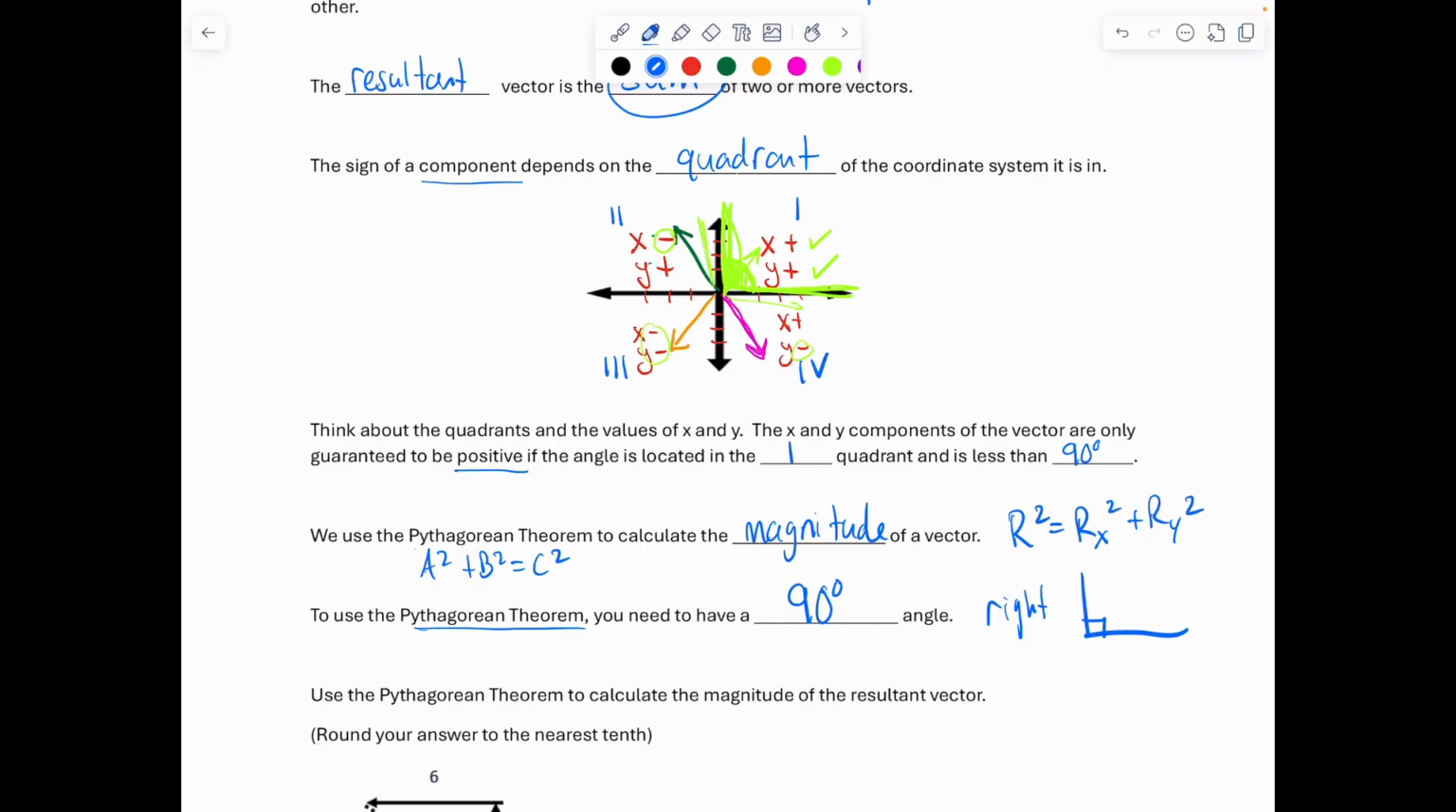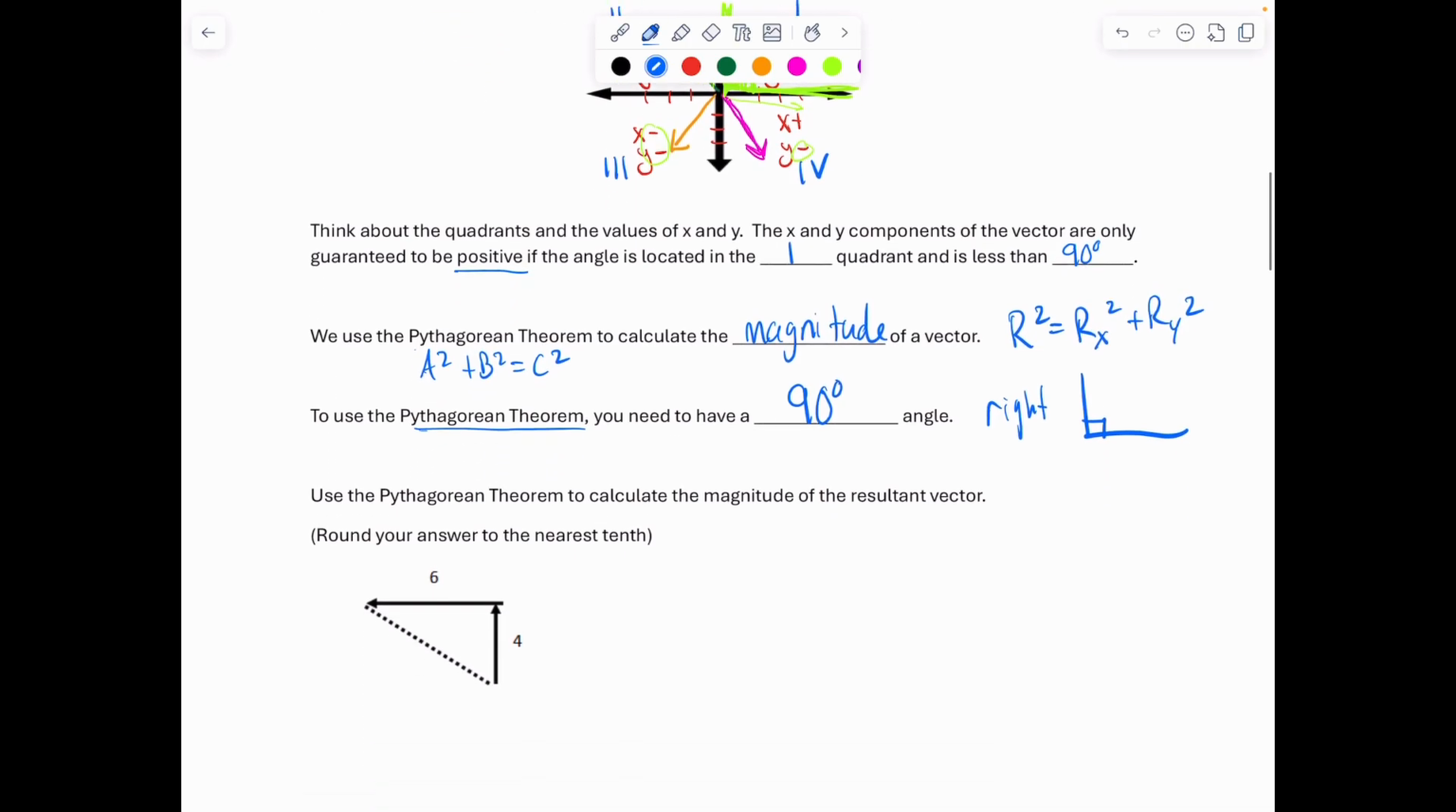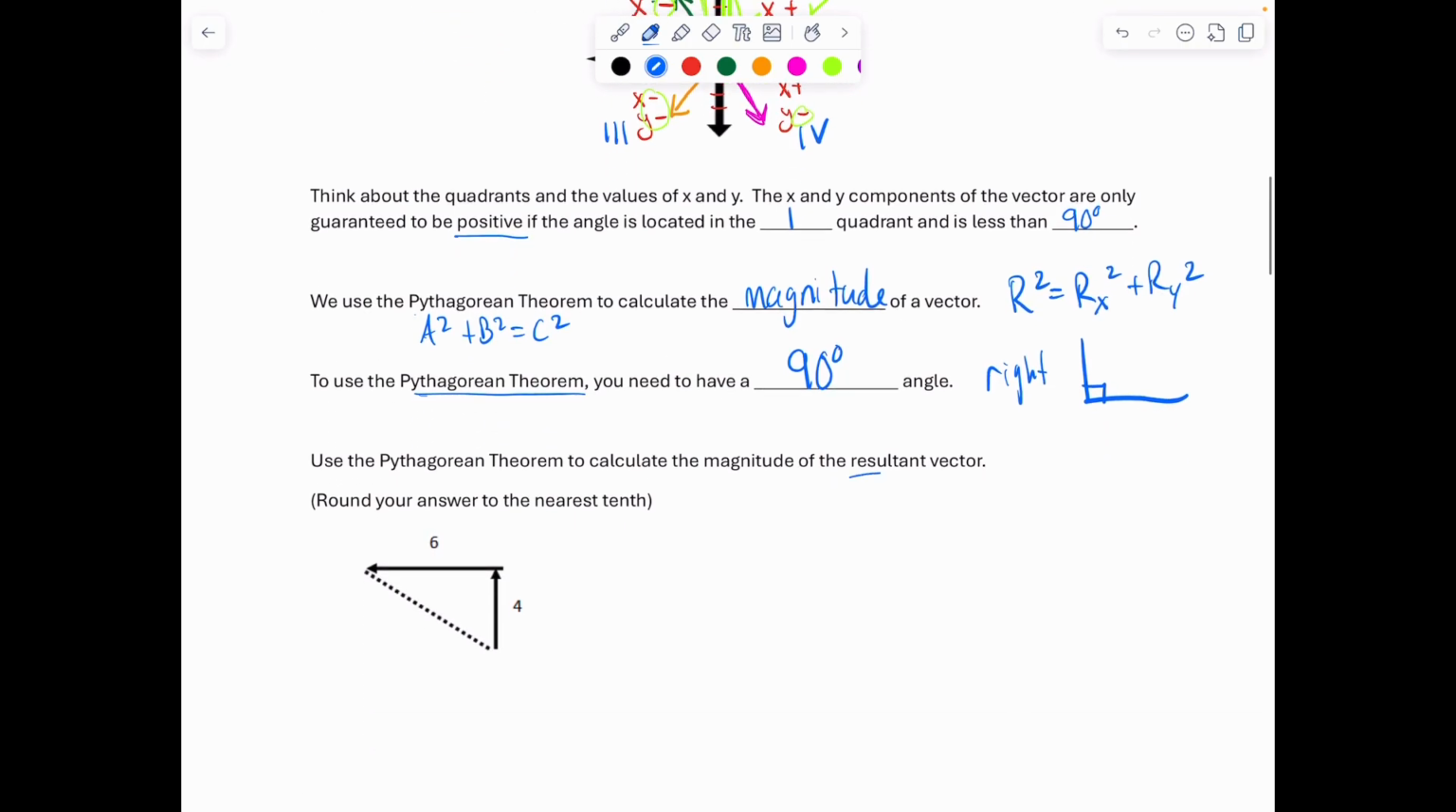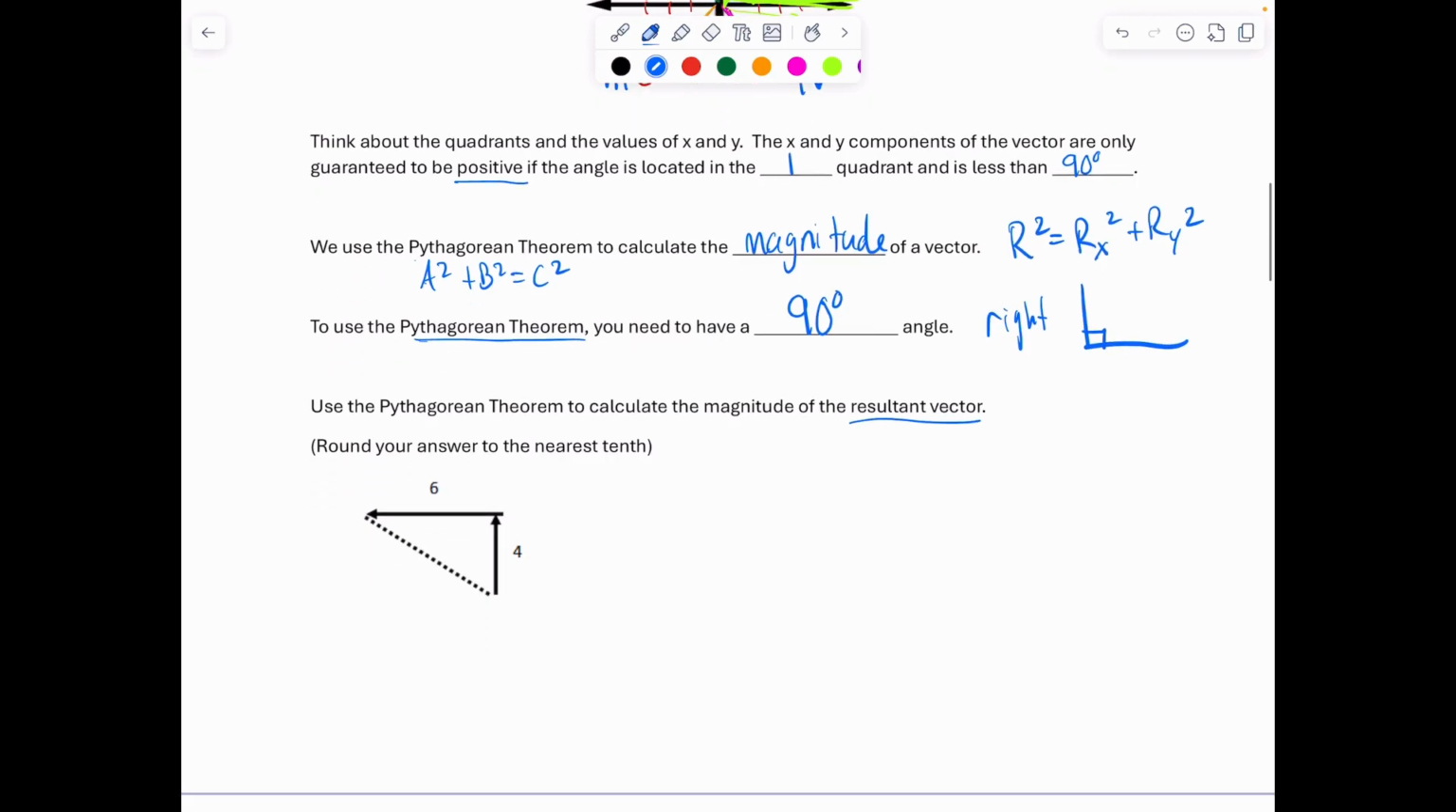We use the Pythagorean theorem oftentimes to help us find out the magnitude of the resultant vector. So here's an example where I have a 90-degree angle and I have a vector going maybe north, like 4 miles per hour or something, and then going to the west, 6 miles per hour. And I end up with this resultant vector right here, which I don't know what that is.